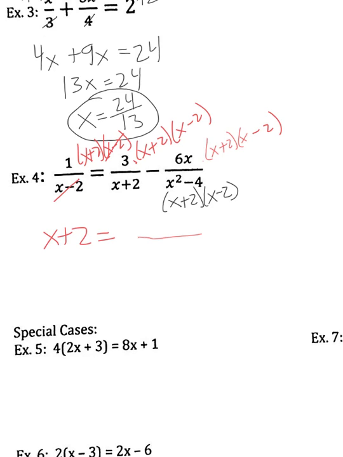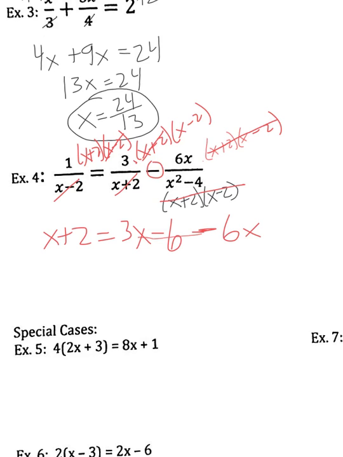Equals. In the second fraction, the x plus 2 goes away, and now you're left with 3 times x minus 2. If you distribute that, you get 3x minus 6. Then you bring down the minus sign, and let's cancel out the last one. Both cancel out, that's nice, and you're left with 6x.